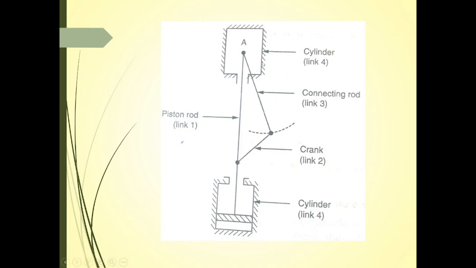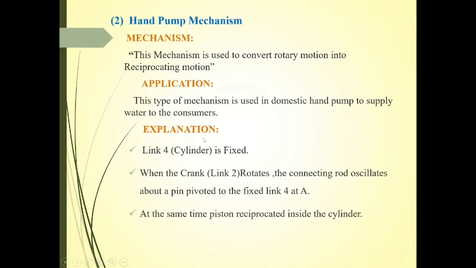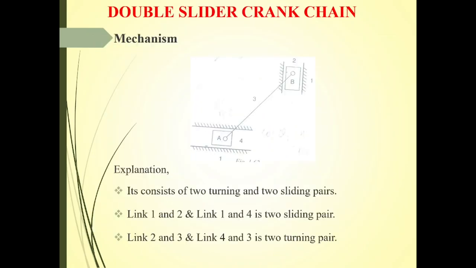this is the cylinder, this is the connecting rod, this is a crank. So the crank is moving left and right, and automatically, in connection with this link too, this movement is moving up and down, the cylinder, link 4, moving up and down. There is another application, the hand pump mechanism, which we already discussed.